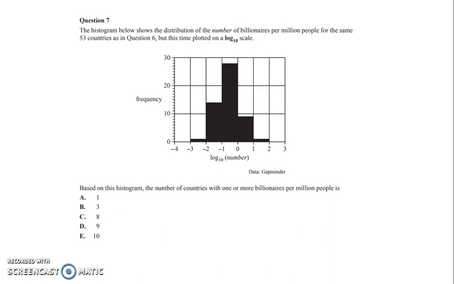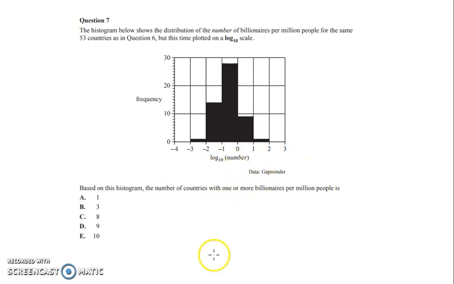scale graph. The question then asks, based on the histogram, the number of countries with one or more billionaires per million people is, and there's A to E. So the first thing you need to look at here is that the x-axis is a log 10 scale. So the first thing you need to do is change these values to not be in the log scale, just to be in an ordinary number.